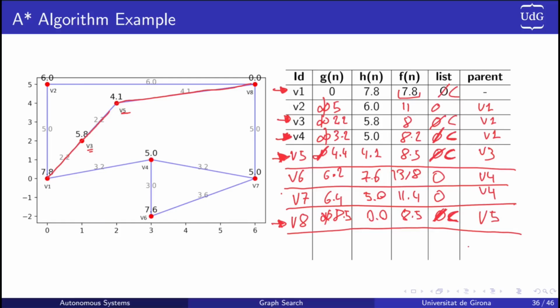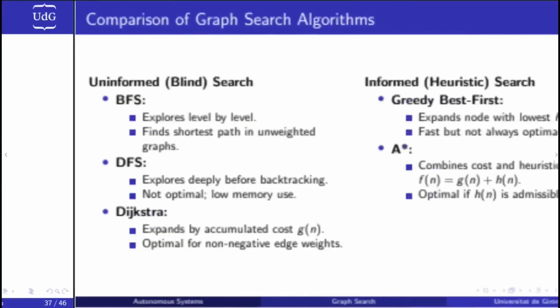The algorithm is almost the same. One just considers G, the other only considers H, and the other considers F, that is G plus H. This is the idea that I want you to take.